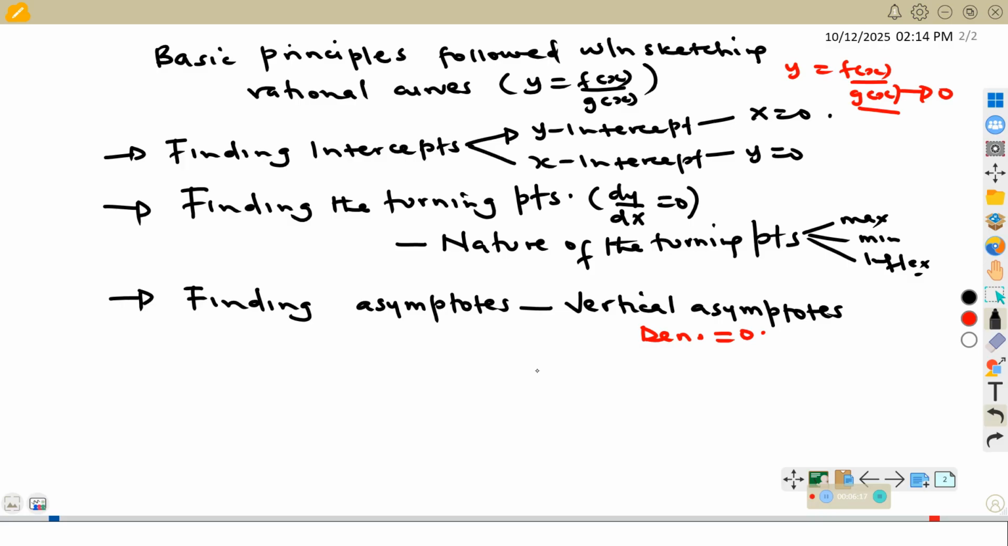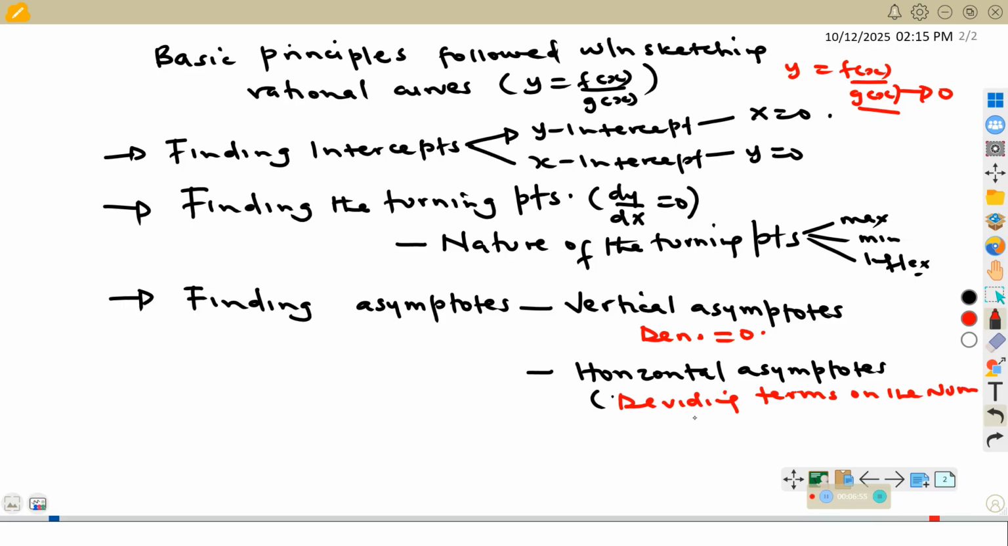And next we talk about horizontal asymptotes. Horizontal asymptotes are the values of y which make x tend to infinity. In most cases, we obtain these asymptotes by dividing terms on the numerator and the denominator by the highest power of x.